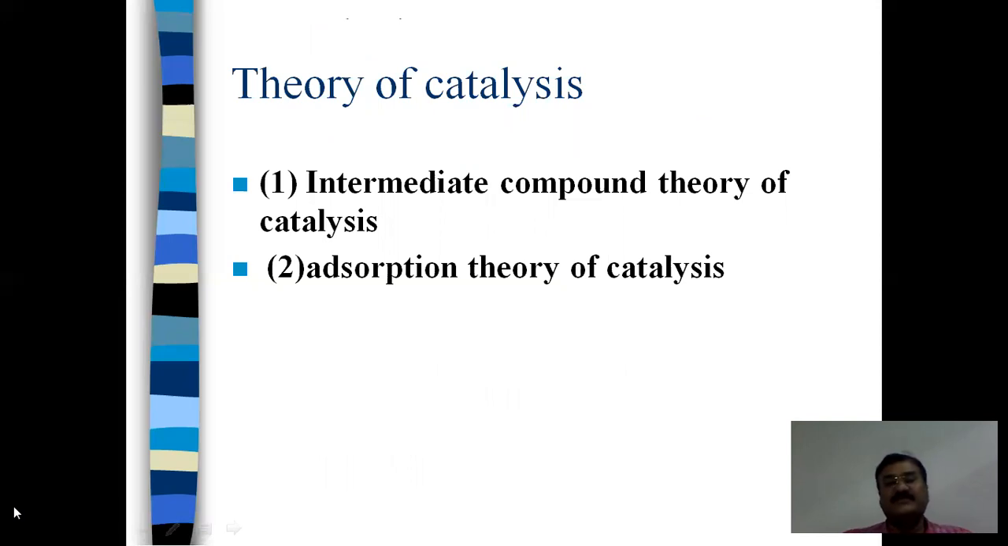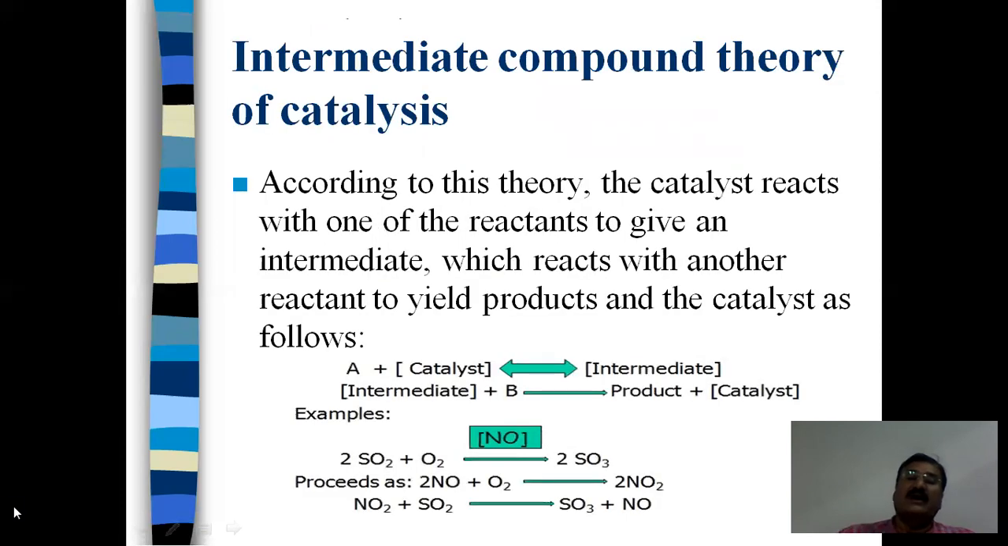Theories of catalysis. The first one is the intermediate compound theory of catalysis, and the second is the adsorption theory of catalysis. According to the intermediate compound formation theory, the catalyst reacts with one of the reactants to give an intermediate, which reacts with another reactant to yield product, and the catalyst is regenerated. Suppose reactant A in presence of catalyst gives an intermediate, and this intermediate reacts with reactant B, it gives product with the liberation of the catalyst.